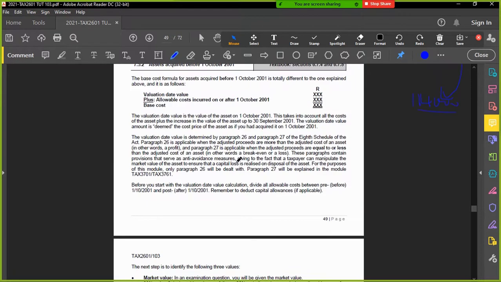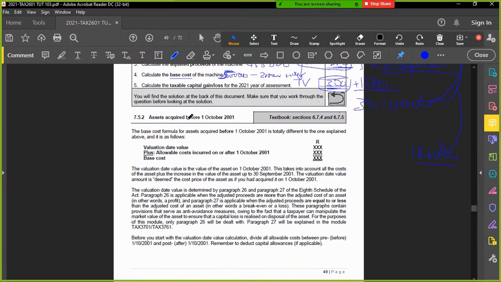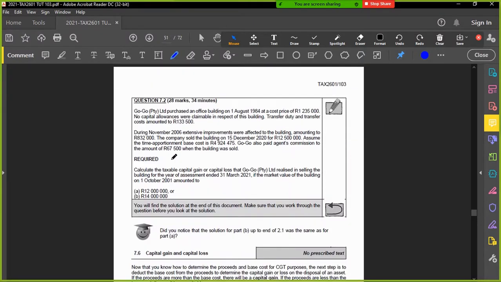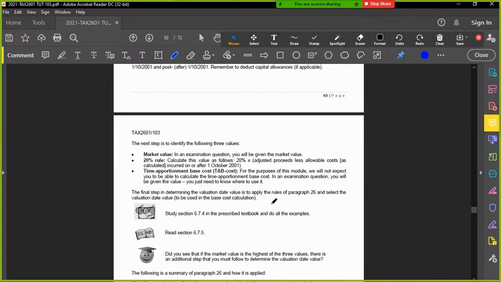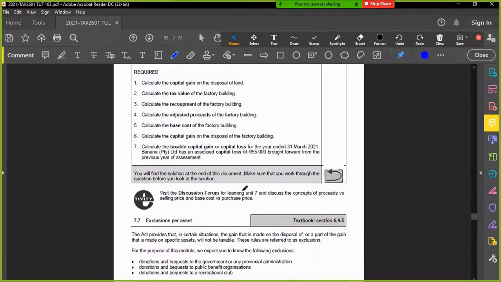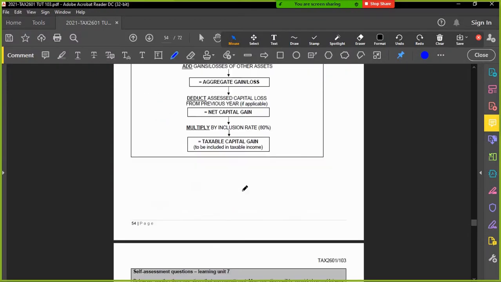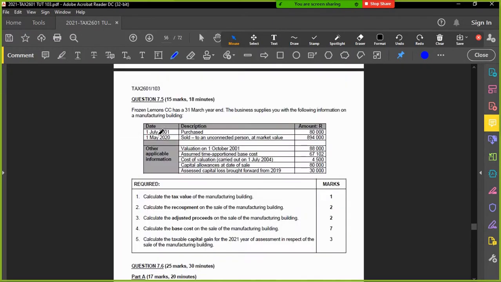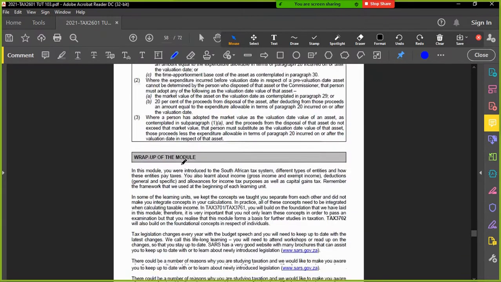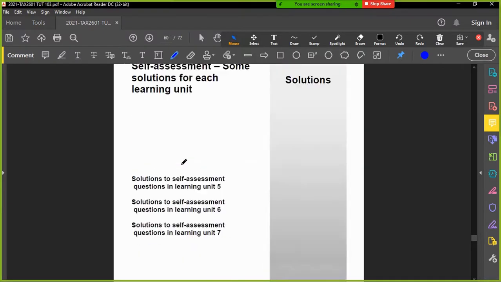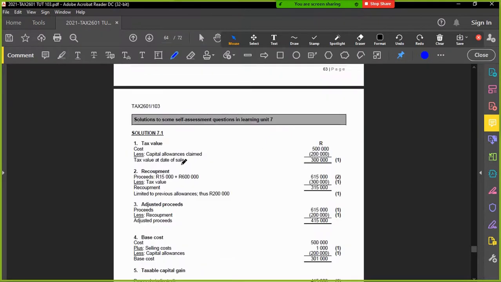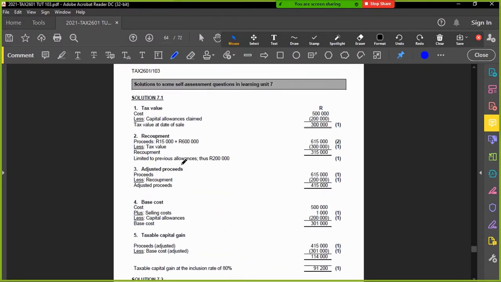Is the answer here? Where's the answer? Assets acquired before. Oh, I think these are activities. Okay, so these came during the question instead of afterwards. Normally they're afterwards. Self-assessment questions, where are they? Oh, there are more. Okay, looks like there's a lot here actually. Wow, yeah, there's a lot here. Okay, and then that's the end of the module. Okay, there. Solutions. All right, so what is this? Number 7.1. 7.1, there it is. Let's see if it's the same.